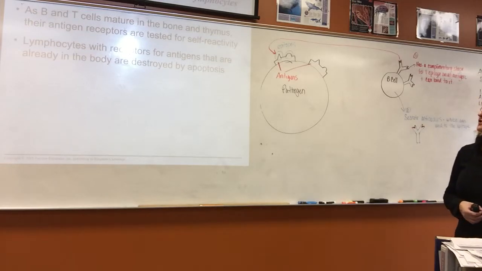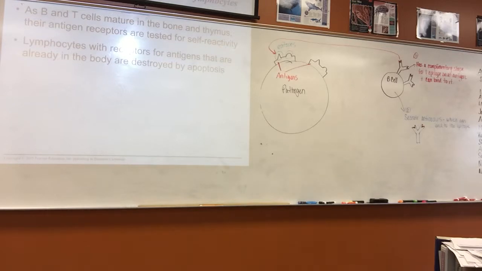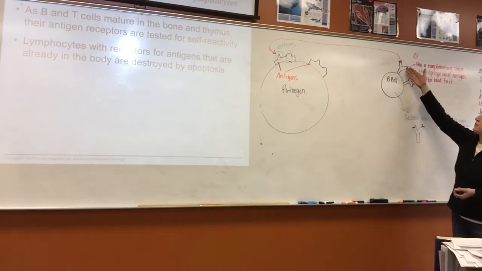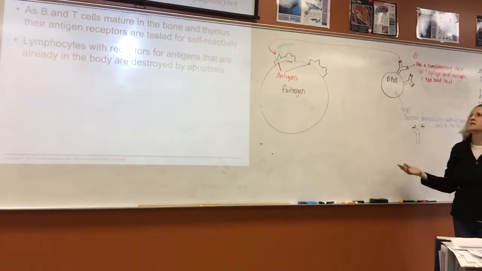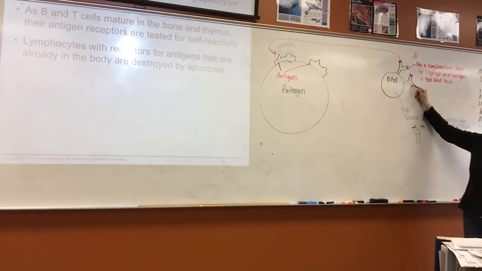Lymphocytes with receptors for antigens that are already in the body are destroyed by apoptosis. So what does this mean? When you make your B and your T cells, and therefore the receptors, you make all different kinds of them, thousands and thousands of them. The difference between them is the shape on the end of the antigen receptors here.